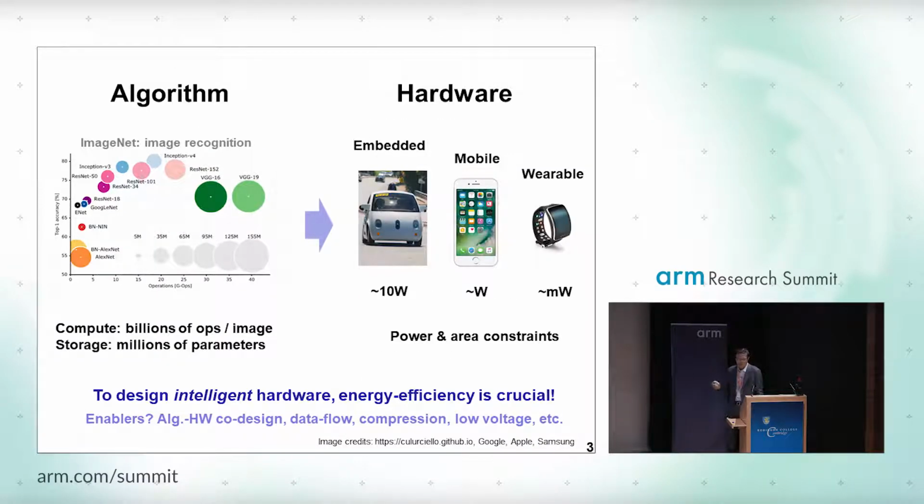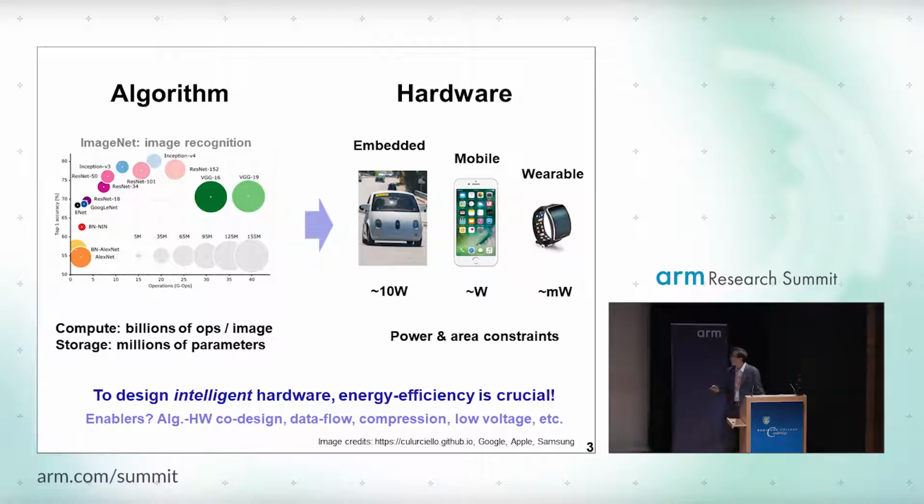Starting from the same kind of algorithm plot for image recognition made by Purdue researchers, we can see that there are very intensive requirements on computation and storage to get high accuracy. And you can imagine that if we're trying to port or map this onto a range of different embedded hardware, namely self-driving cars, mobile devices, or wearable devices that have severe power and area constraints, it can be quite challenging.